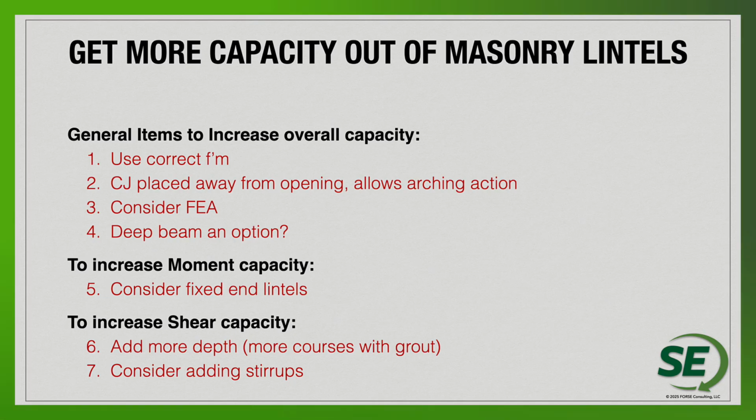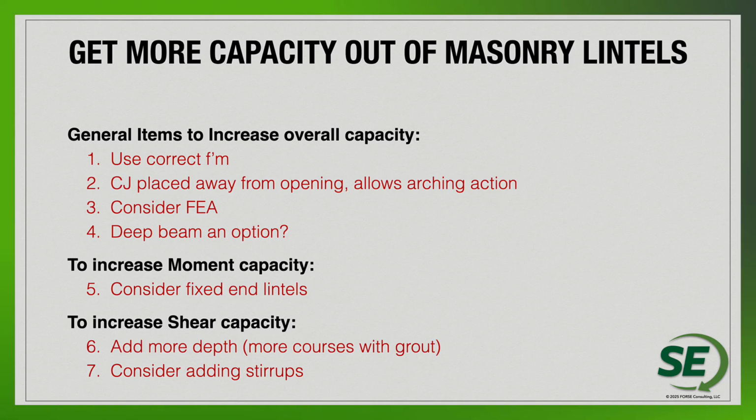So here, looking at some of the different ways that we can get more capacity out of masonry lintels, using the right strength of masonry, f'm, consider maybe even going to a higher strength masonry for lintels, depending on the different situations and designs that we have to consider. Making sure that our movement joints or control joints are away from the opening, so that we can consider arching action or arching behavior. Especially if you have a finite element analysis, you can see what some of that arching behavior is and what some of the different implications are to the forces and designs that you would have. You could also consider deep beam options for masonry if we have sufficient height above the opening. Certainly considering deep beam options would be a nice option for design.